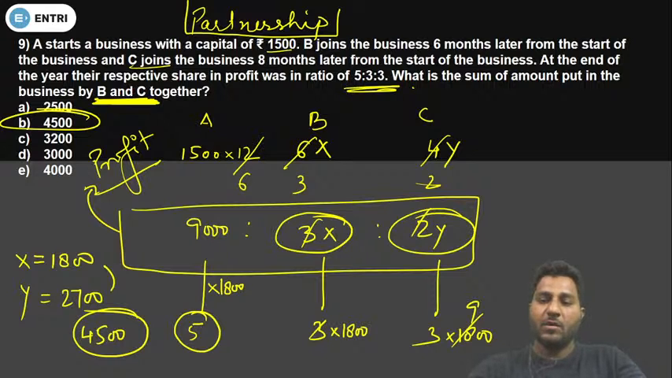Alright, I believe you all have got it. No, Sunny. It's 4500. 4500 is the correct answer.